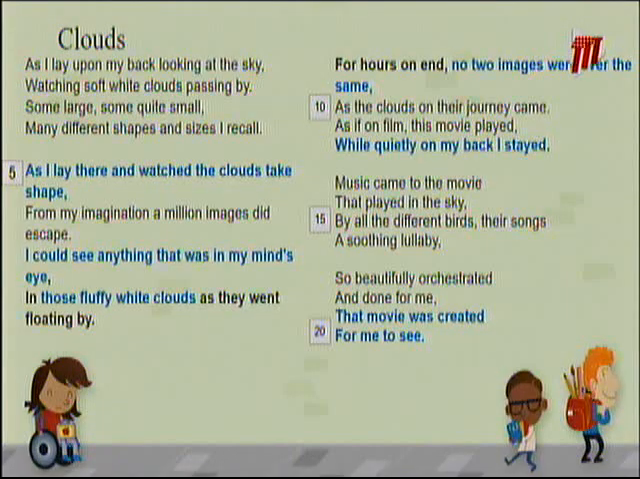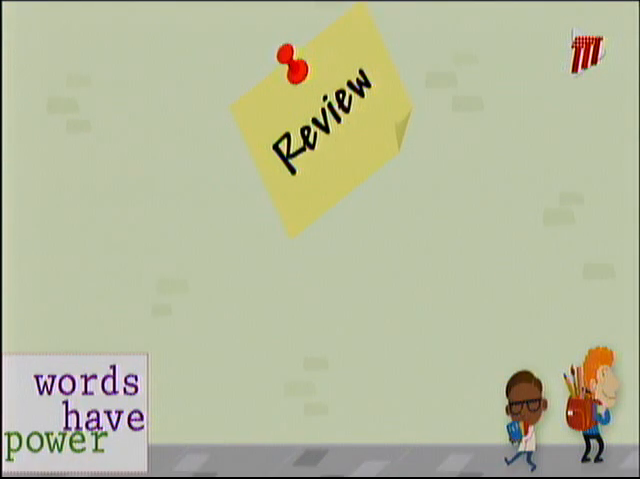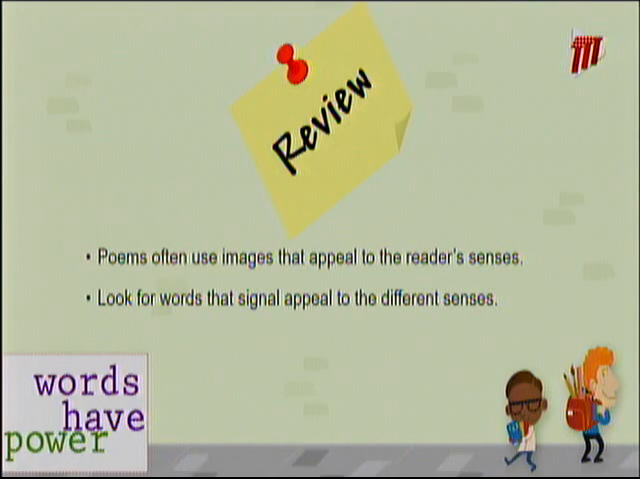And finally, let's take a look at the last 2 lines of the poem. That movie was created for me to see. Because these 2 lines speak of a movie and seeing a movie, we need to use our eyes to be able to see this. Because we are using our eyes, these 2 lines are appealing to our sense of sight. Let's review what we've learned so far. We have learned that poems often use images that appeal to the reader's senses. To be able to identify which sense the poet is appealing to, we need to look for words that signal the appeal to the different senses.